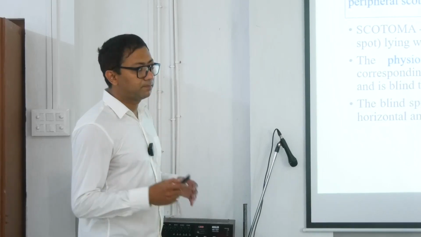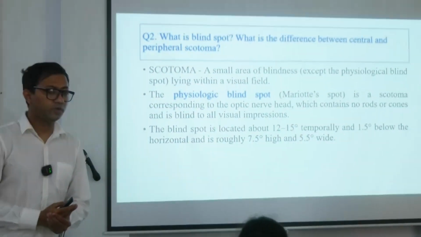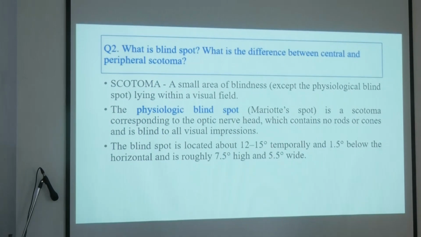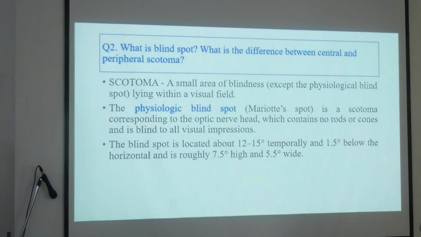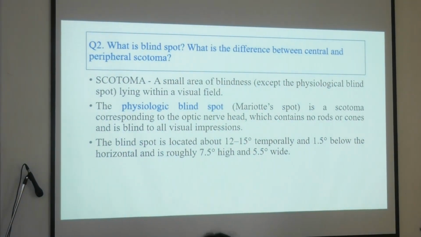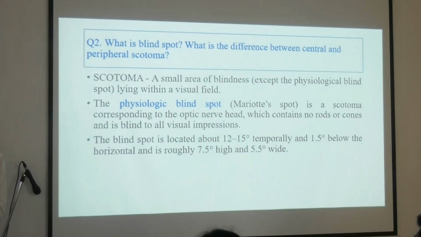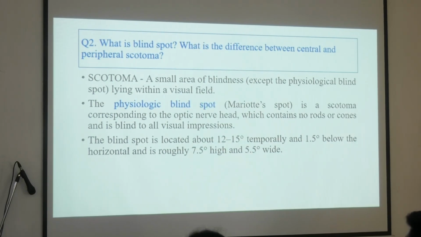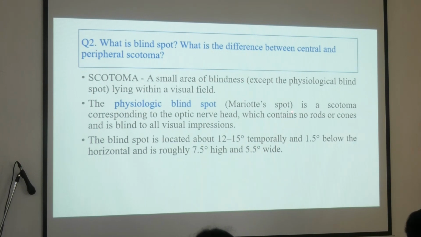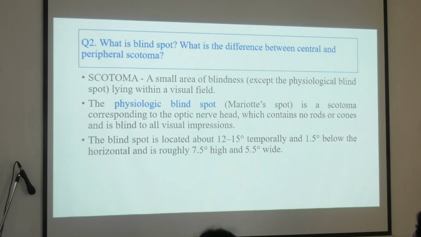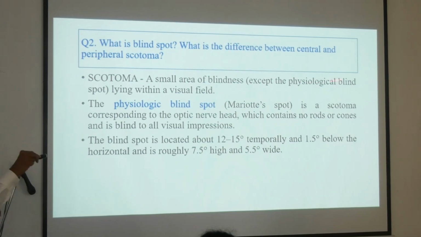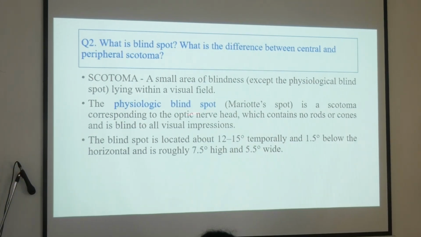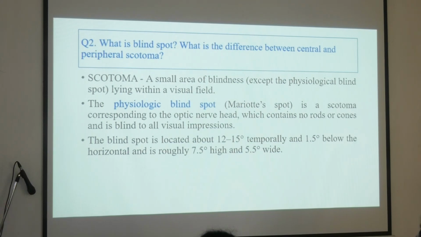Next question, what is the blind spot? In the visual field, there will be a small area or spot where you will not be able to see anything. That corresponds to the blind spot. The physiological blind spot or Mariotte's spot is a scotoma. Scotoma means an area of blindness, except the physiological blind spot, which is normal. It is present in every healthy individual.